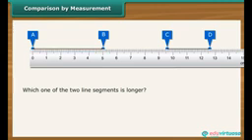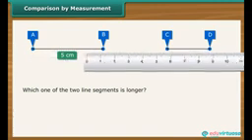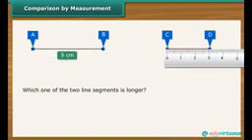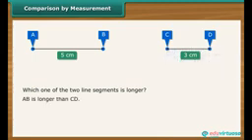Place the ruler beneath AB such that one end of the ruler is right beneath A. Mark the length of AB. It is 5 centimeter. Repeat the process for CD. The length of CD is 3 centimeter. Therefore, AB is longer.